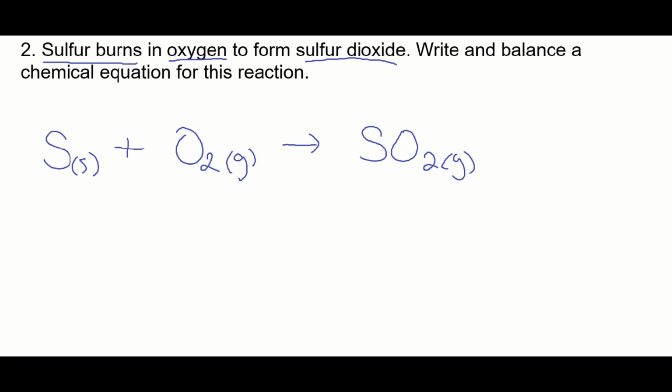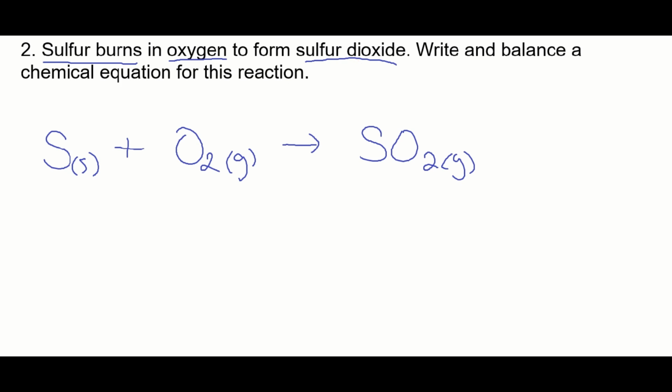One thing worth noting is that I didn't get this 2 in sulfur dioxide from the 2 subscript for oxygen. That's a common mistake students make, is they just transfer the subscripts from the reactants to the products. So I got the subscript from the name of the formula. And if it's an ionic compound, then you would use its charges to determine the ratio of the formula unit.